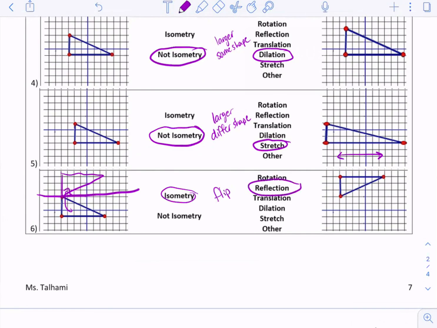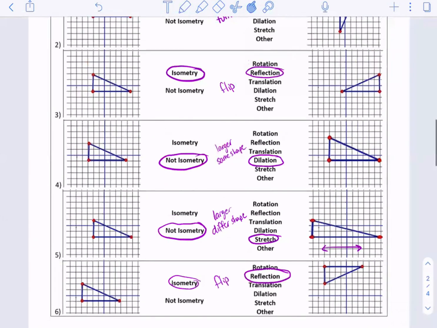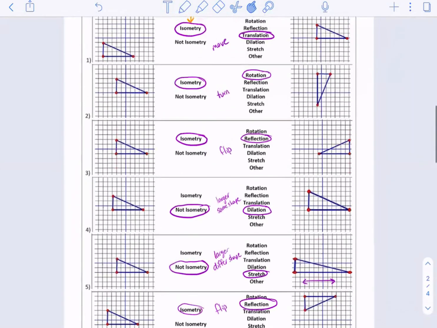So hopefully you could recognize these transformations. That's what I wanted you to do for today. And make sure you complete the castle learning, and throughout the week we'll go more into detail for each of these transformations. And if you have any questions, please make sure to message me.